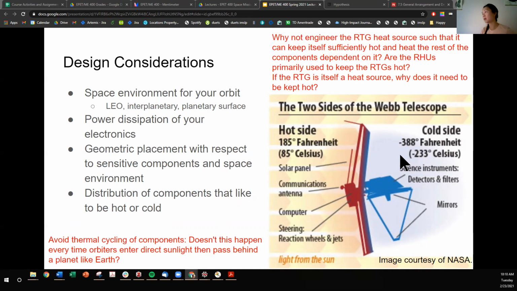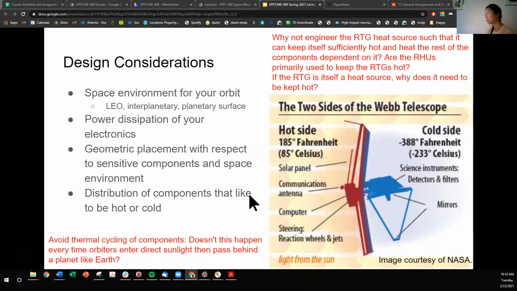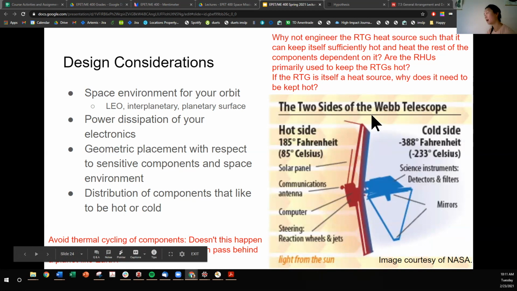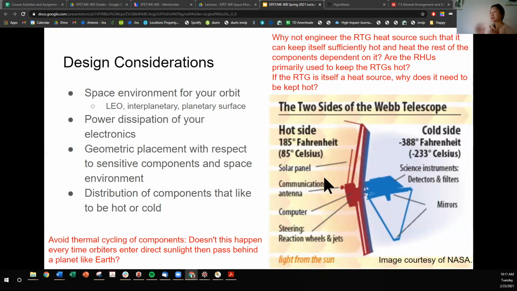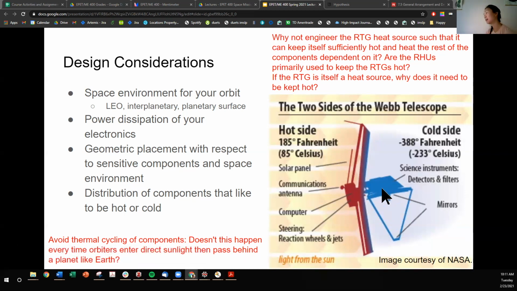So these last 2 points are demonstrated with this picture of the James Webb Space Telescope, where there are 2 sides of the James Webb Space Telescope. There's a hot side, which is facing the brunt of the sun, the solar radiation. And then there's a cold side, where this heat shield separates the hot and the cold side. So yeah, you can see this geometric placement in play here, where this hot side is facing the sun, the instrument and such as the detectors and filters are facing away. And you can see the distribution of components.